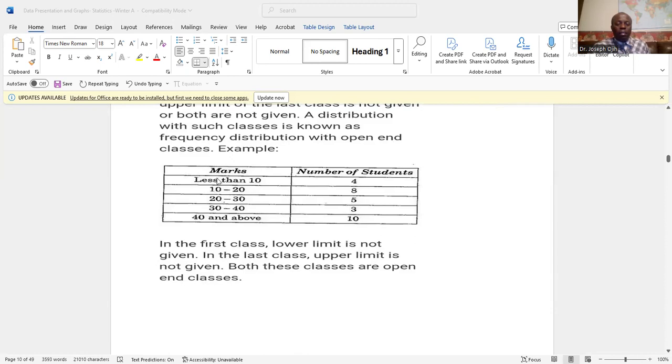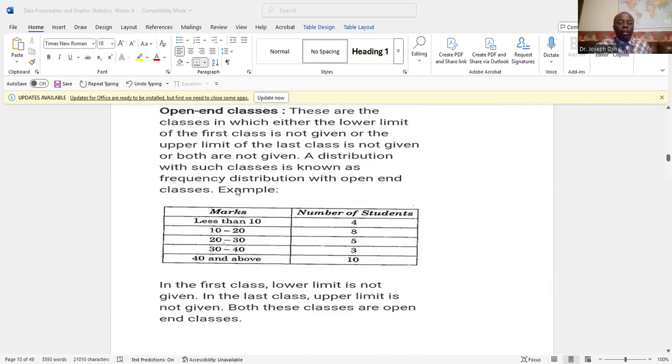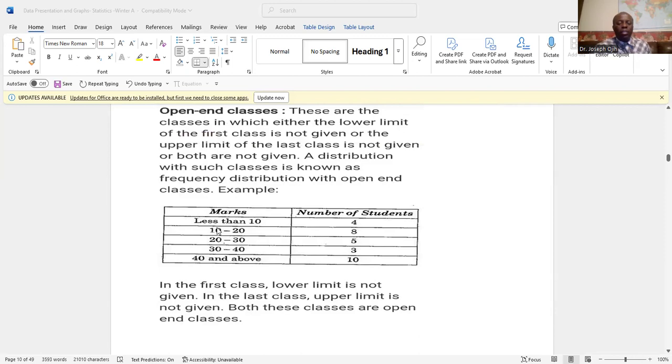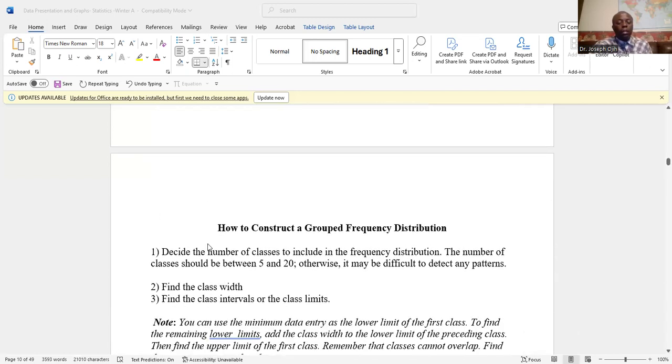Another problem with this group frequency distribution is that it is not mutually exclusive. You can see that this one said less than 10, and then it came here and said 10 to 20, and then said 20 to 30. So you see the 20 and 20 in two classes, they overlapped. So you don't know where to start and when to stop because they overlapped.